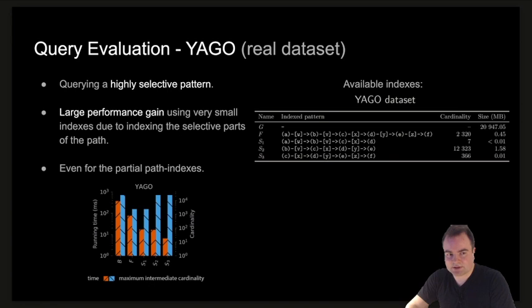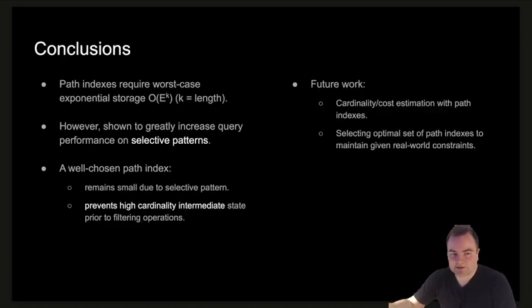And of course, such high correlations exist in real data. On real data sets such as Yago, you can get a very significant gain by using path indexes, and actually at a very small cost as well. Path indexes can offer great advantages by being small because the pattern is selective, and also by preventing high cardinality intermediate state. In our future work, we are looking at how we then use good path indexes, and what is the optimal set of path indexes to use given some real-world workloads and constraints.